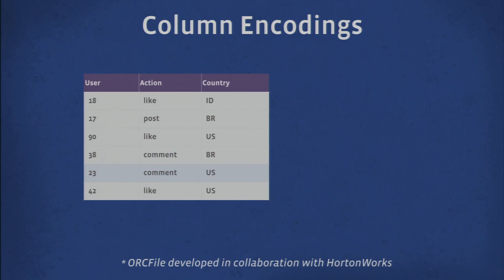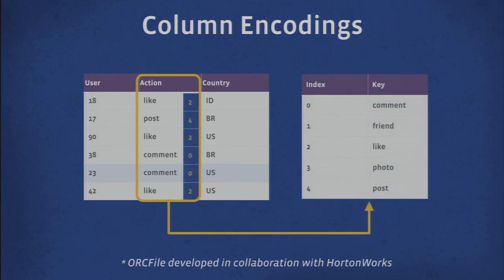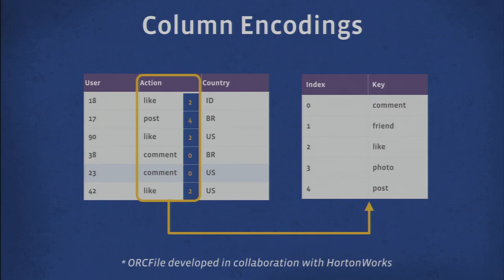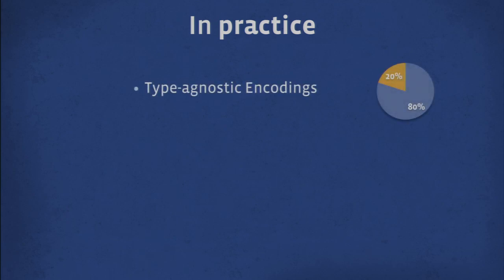One thing we've done is look a lot at column encodings. For example, if we take the action column, you have strings representing post, comment, etc. Representing those strings is obviously very expensive. We can use dictionaries by creating indices and then remapping these action strings into the appropriate index. There's something called ORC file that we work on with Hortonworks, which is supposed to stand for optimized RC file, not just ORC. This provides a pretty good use of resources. In fact, we find that strings take up more than 80% of the storage space in Facebook. It's pretty inefficient. People still do it. People like it.